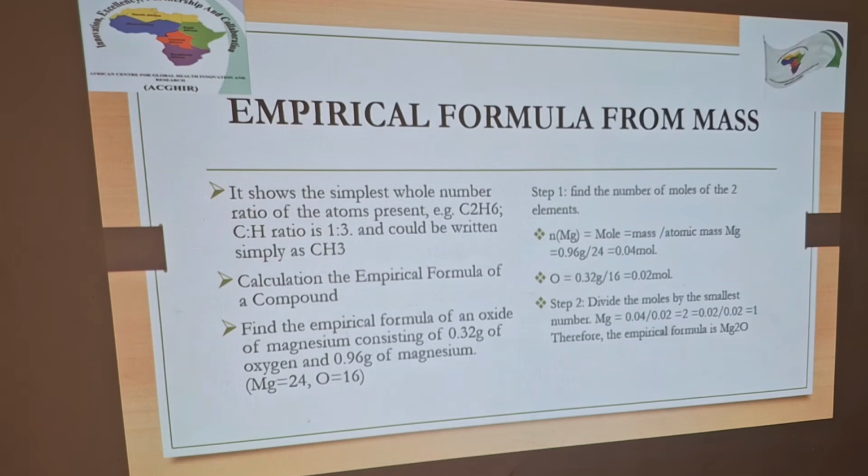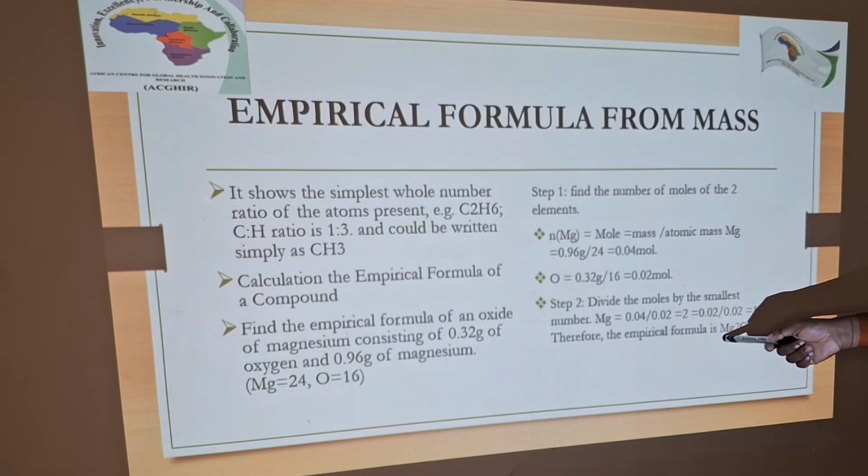Meaning the oxygen and magnesium are in the ratio of 1:2. Okay? Therefore, the empirical formula is going to be magnesium 1, and then 2 oxygen atoms. Okay? They're in the ratio of 1:2. Right. Let us proceed.